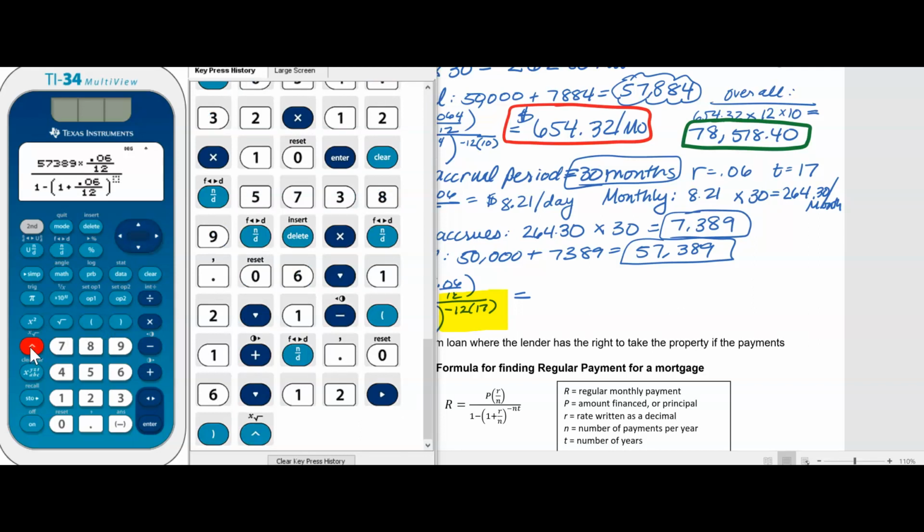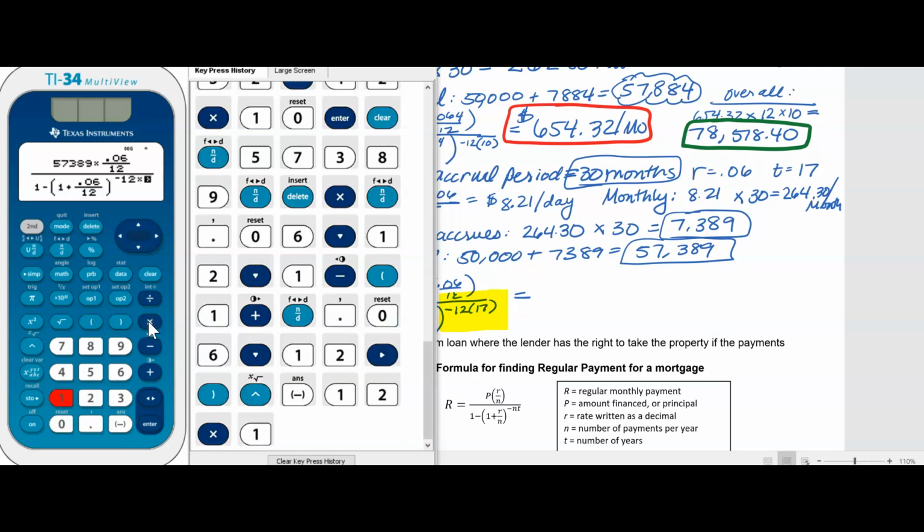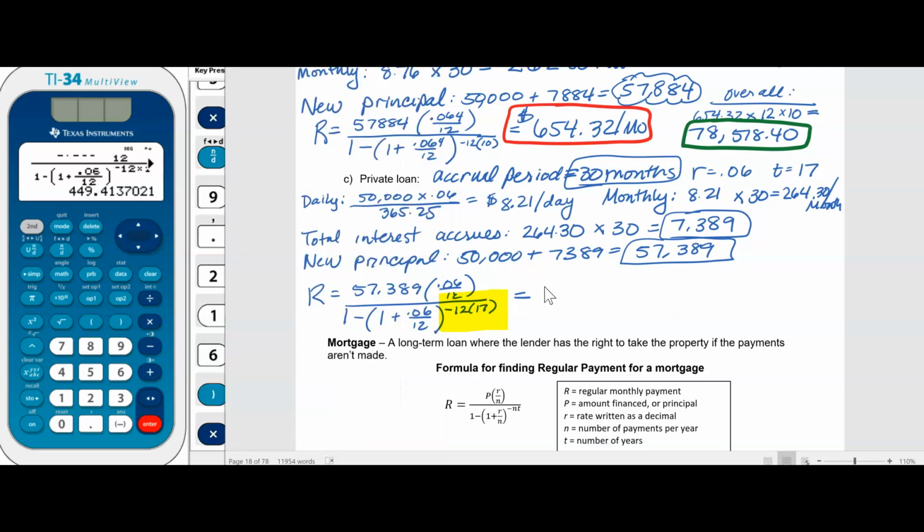and then we're going to use that exponent key, and at the top we're going to type in negative. Remember that negative sign is down here. Don't use the subtraction sign. So negative 12, and then times 17. Okay, and then hit enter. So that's our monthly payment. Our monthly payment is $449.41 per month. I'm going to highlight that in red.